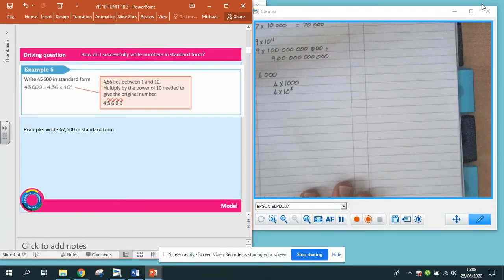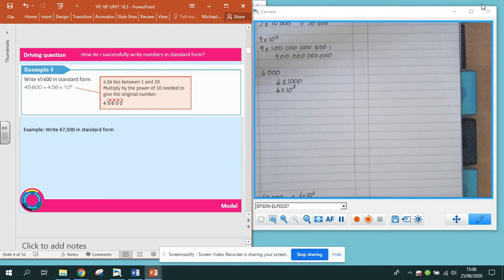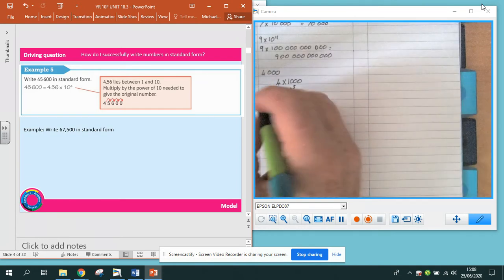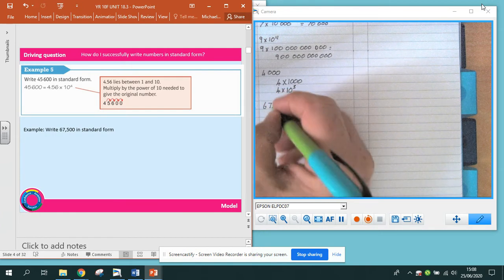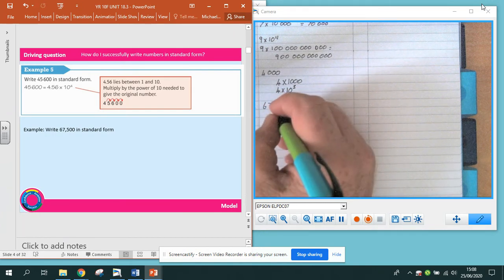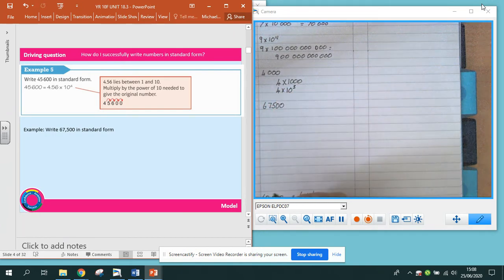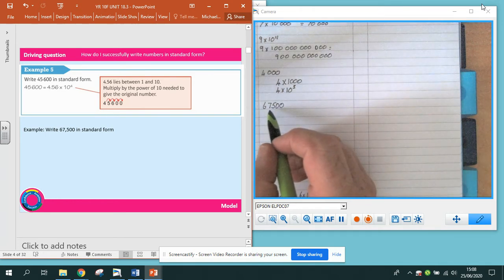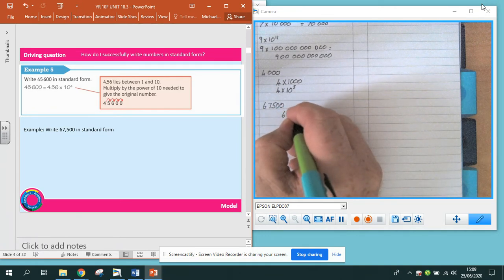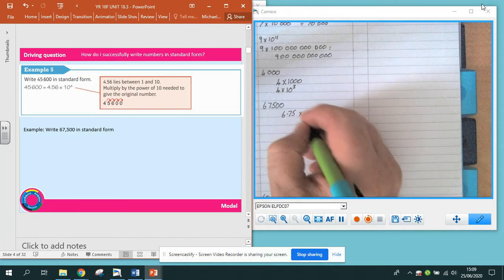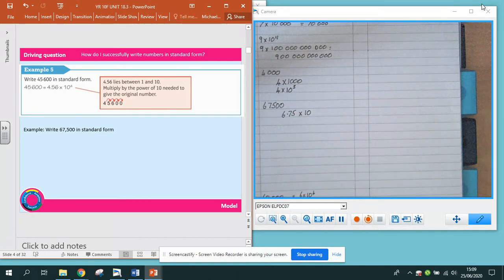When we look at the example we've got here, so we've got 67,500. The first bit I can do is I can turn that into a decimal number with one number in the units column and write 6.75 times 10. I can write all that down without even thinking about anything else.